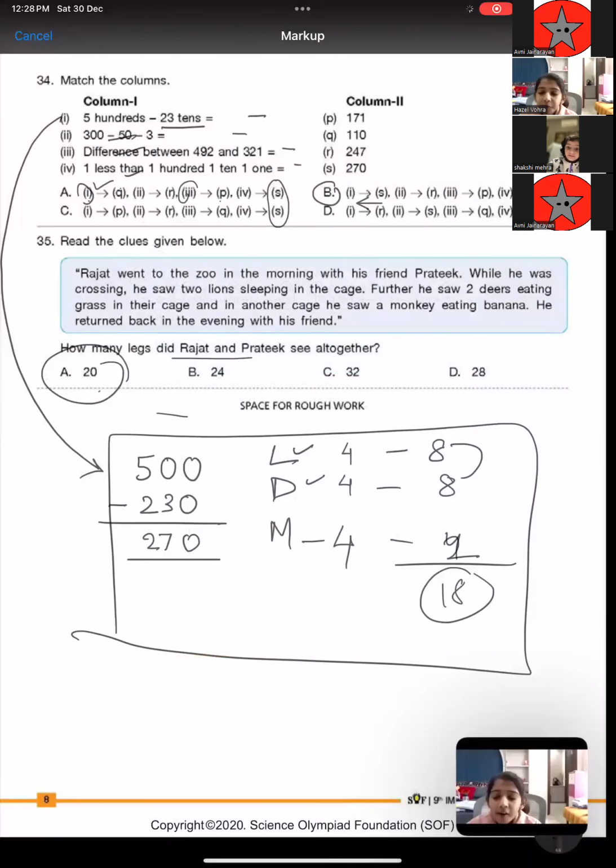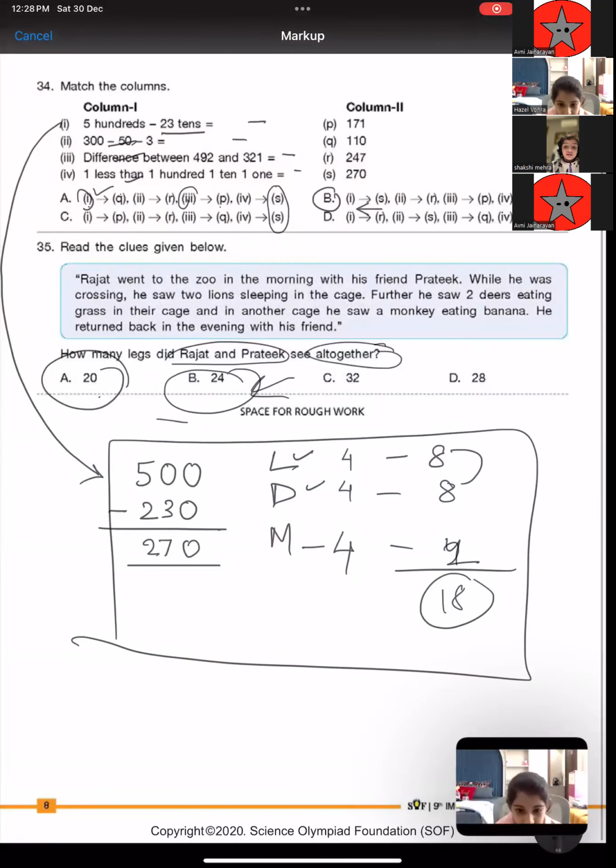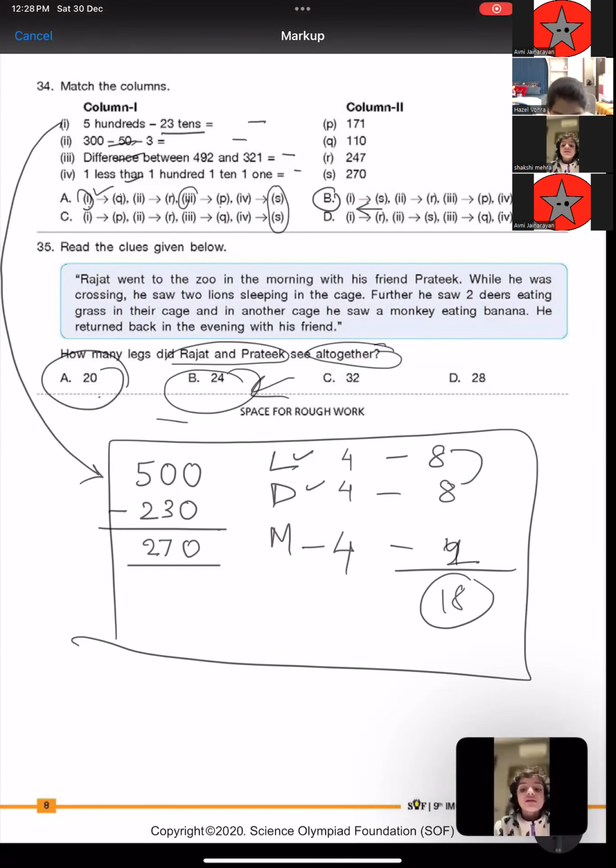Ma'am, but they have told how many legs did they see? Yeah, we will see each other's legs also. They did not say animals' legs, right? It's mentioned how many legs did Rajat and Pratik see all together? So it includes animals as well as his, humans. Yes. This is a tricky question, okay? So we have to be extra cautious next time.